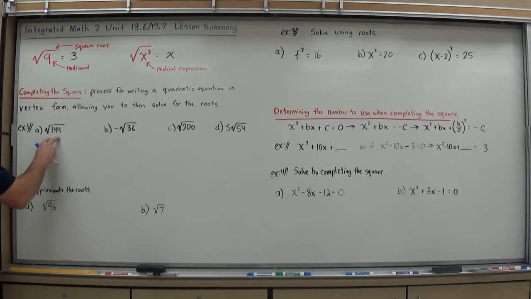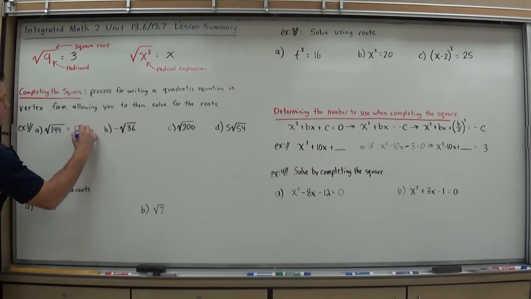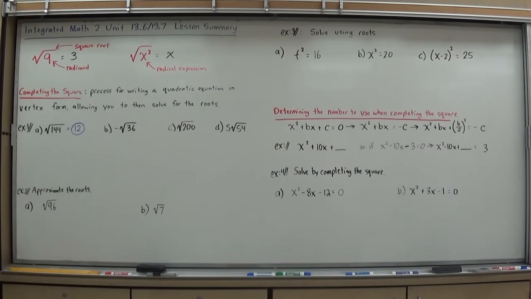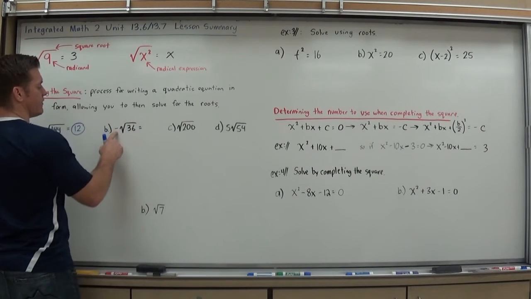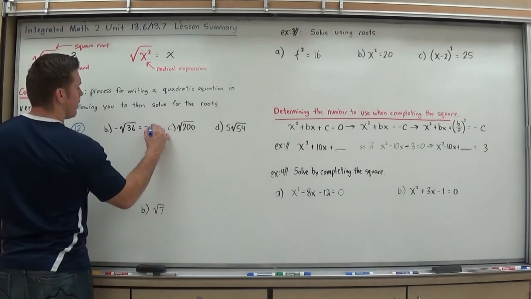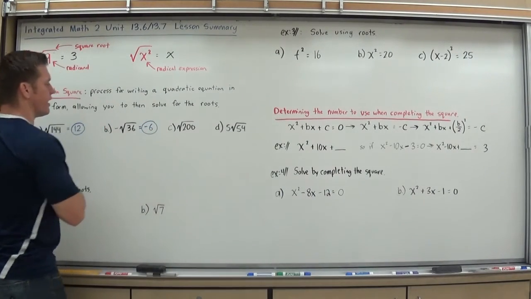What's the square root of 144? It's whatever number times itself twice equals 144. Well, that's just 12. And in all honesty, you should have most of these perfect squares. That's what we call it, perfect square, when it works out to a nice number. You should have these memorized, to be honest. Okay, square root of 36 is 6. However, there's a negative in front. That always gets done last. So that answer would be negative 6.